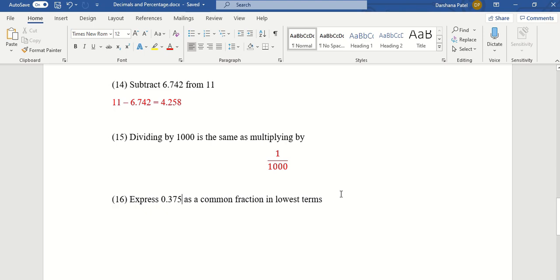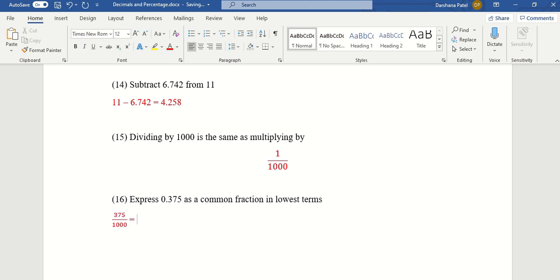Now for this one, we are asked to write 0.375 as a common fraction in the lowest term. So let's first write it as a fraction. 0.375 will be 375 divided by 1000, because 3 numbers after decimal, it will be divided by 1000.